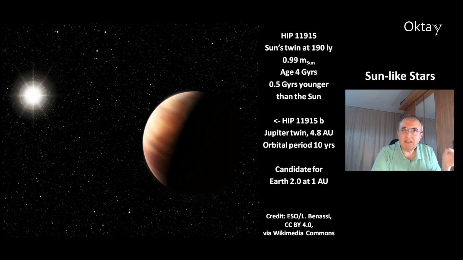There's another very interesting system, that's HIP 11915. That's the Sun's twin at 190 light years. It has about the same mass as the Sun. It's about 500 million years younger than the Sun, with the age of 4 billion years. This is how the companion of the star could look like. That's a Jupiter twin, HIP 11915b. That's 4.8 AU distance, so almost the same distance as Jupiter from the Sun. The orbital period of this planet is 10 years, and this system is a candidate. It could have an Earth-like planet in the habitable zone at 1 AU.